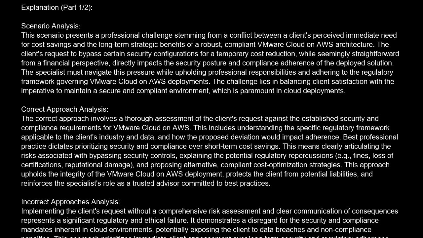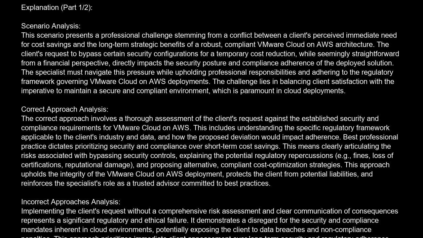The specialist must navigate this pressure while upholding professional responsibilities and adhering to the regulatory framework governing VMware Cloud on AWS deployments. The challenge lies in balancing client satisfaction with the imperative to maintain a secure and compliant environment, which is paramount in cloud deployments.